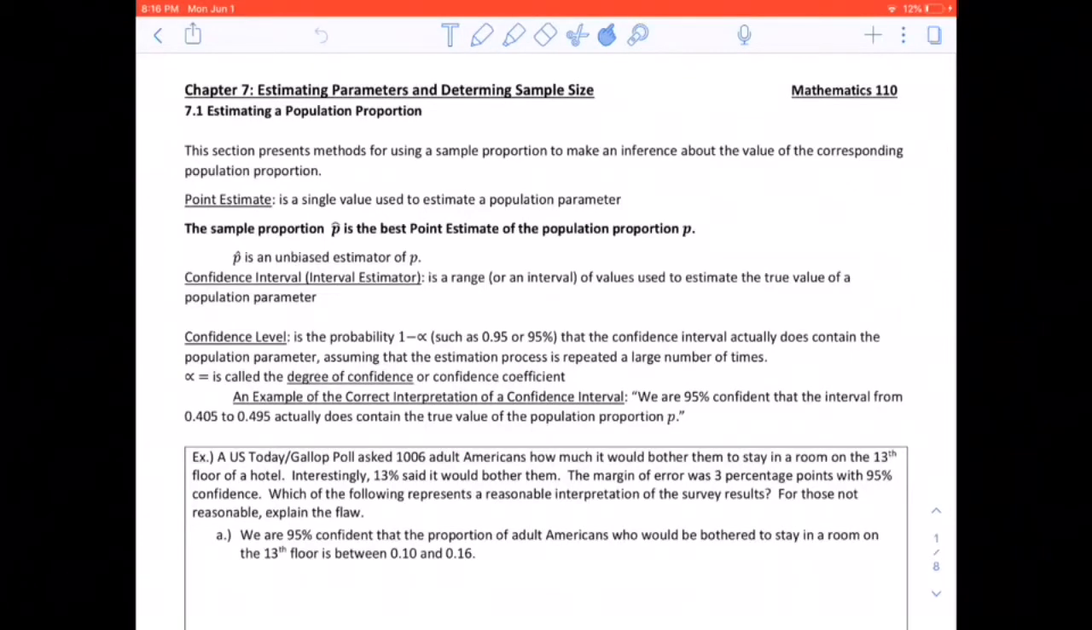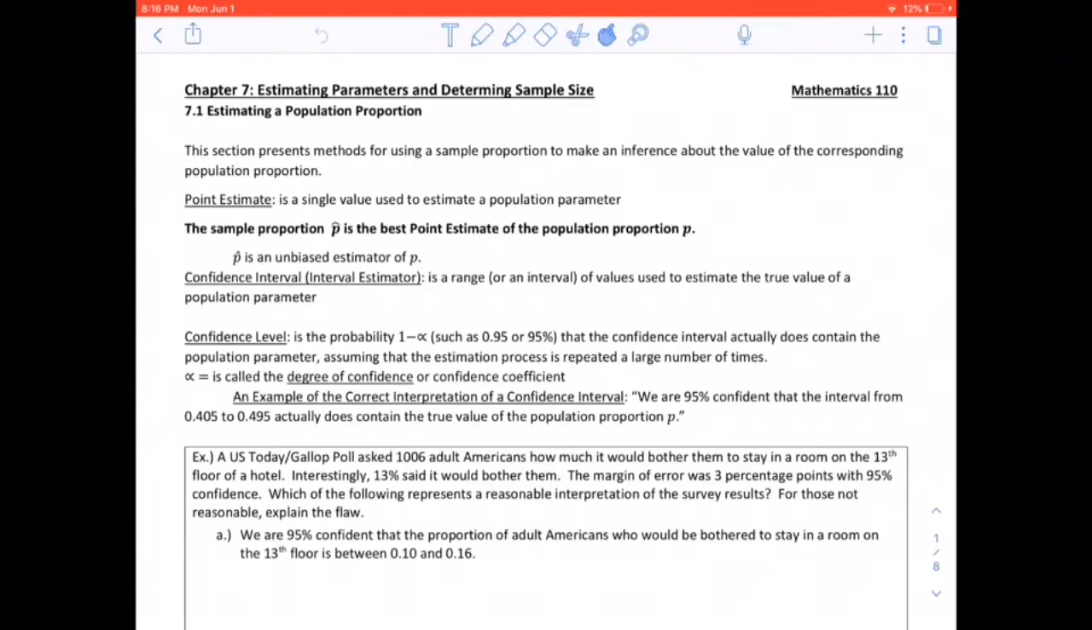We are in Chapter 7, Estimating Parameters and Determining Sample Size. Section 7.1 is Estimating a Population Proportion. This section presents methods for using sample proportions to make an inference about the value of a corresponding population proportion.